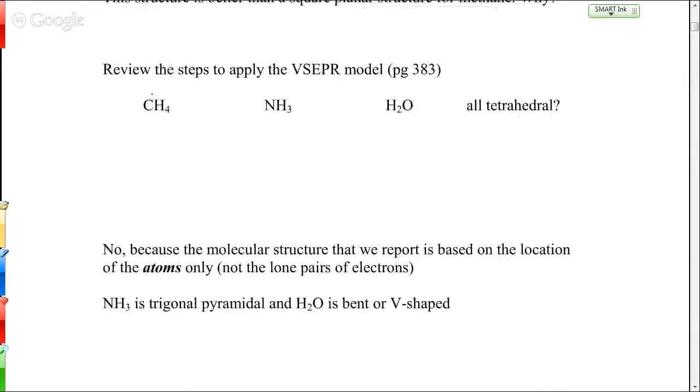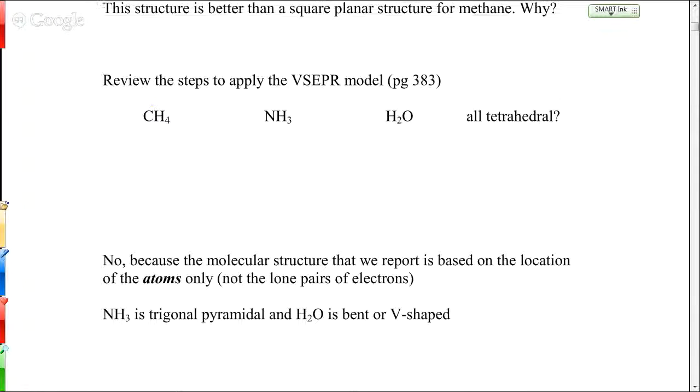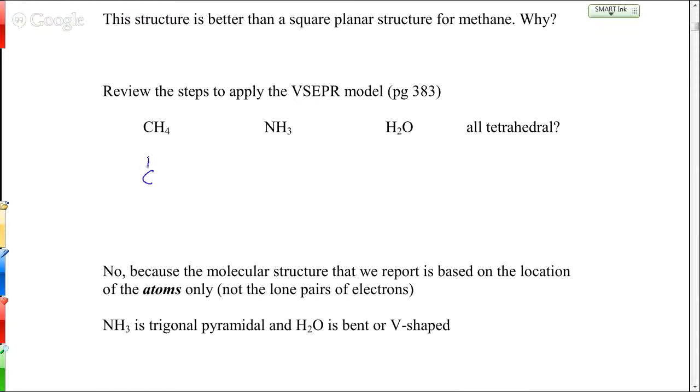All right. So if we draw Lewis structures then for each of these, here's how we apply the VSEPR model to determine the geometry. We figure out our Lewis structure, and then we count the number of groups around the atom. So for methane, we've got 4 groups, and they're all hydrogens. We call those electron groups.